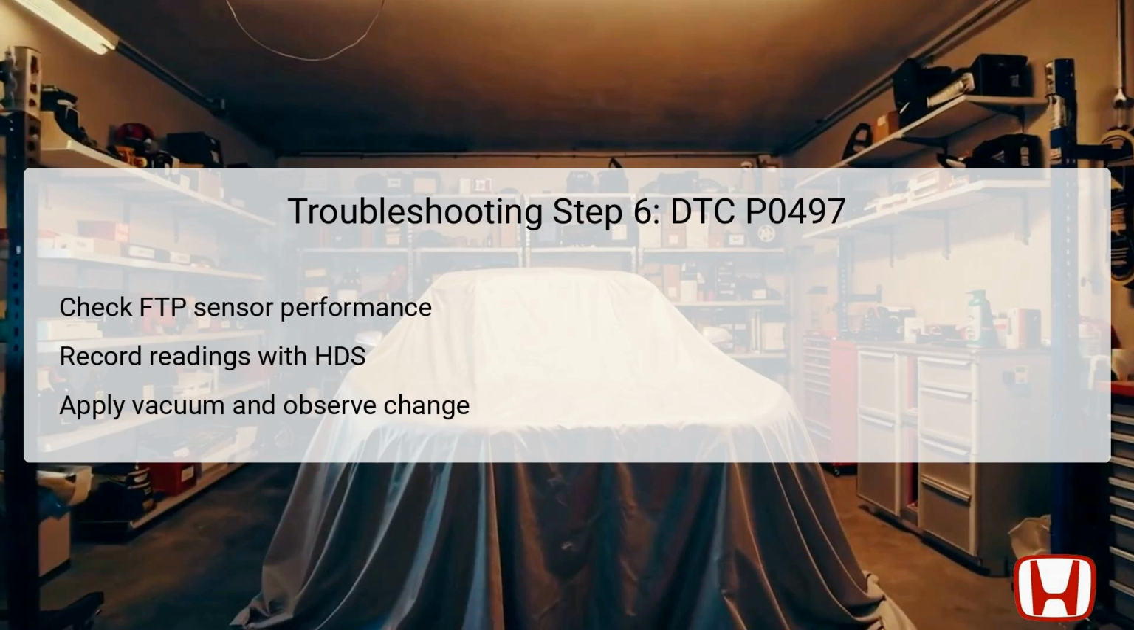Utilize a T-fitting to connect the vacuum pump and gauge to the sensor for testing. After turning the ignition switch to on, 2, record the FTP sensor's initial reading using the HDS. Next, to assess the sensor's response, apply a controlled vacuum of approximately 1.3 kilopascals, 0.4 inch to the hose, being cautious not to exceed this value to prevent potential damage to the sensor. Verify if the sensor readings change in response to the vacuum. If a change occurs, the FTP sensor is functioning correctly, whereas no change necessitates a replacement of the FTP sensor.